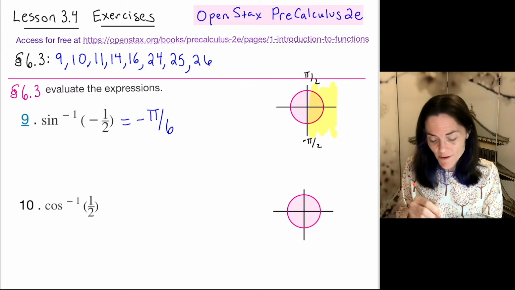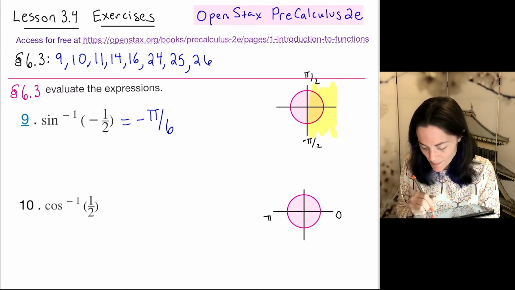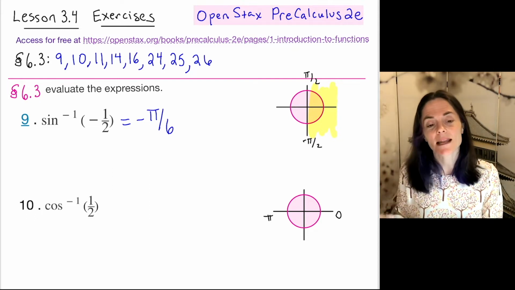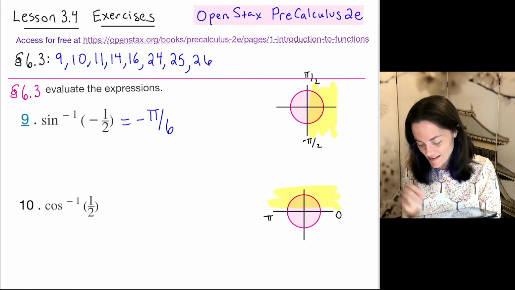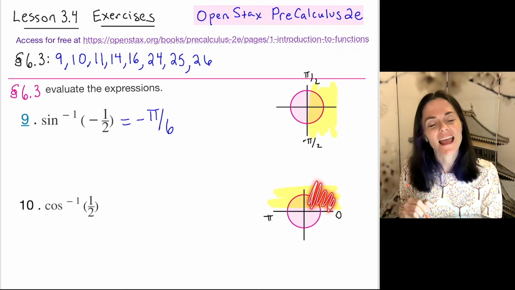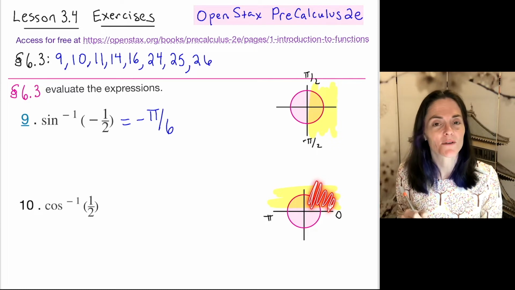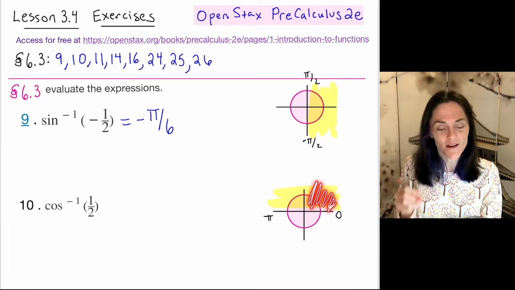So this one is negative pi over 6. Now, cosine inverse, this is different. This will give us an angle between 0 and pi. It says cosine inverse of 1/2. Well, cosine's positive here, and this would say cosine is 1/2, sine is square root 3 over 2. This happens at pi over 3.